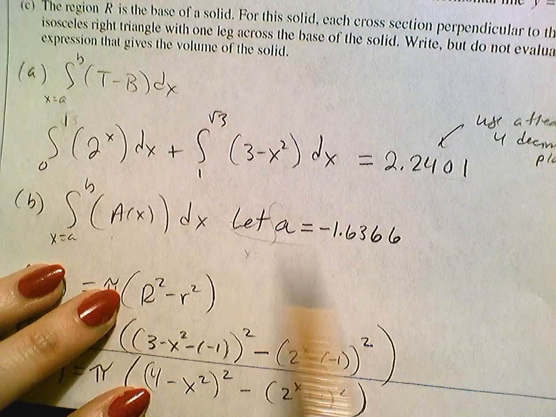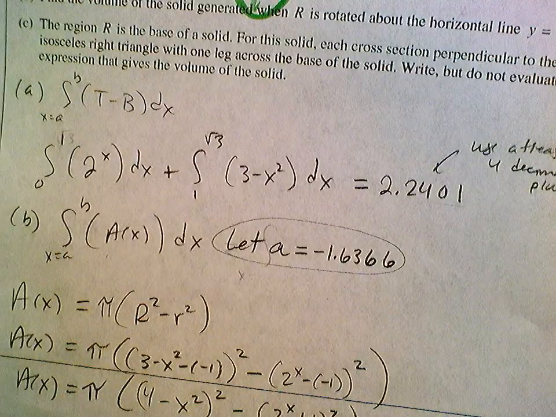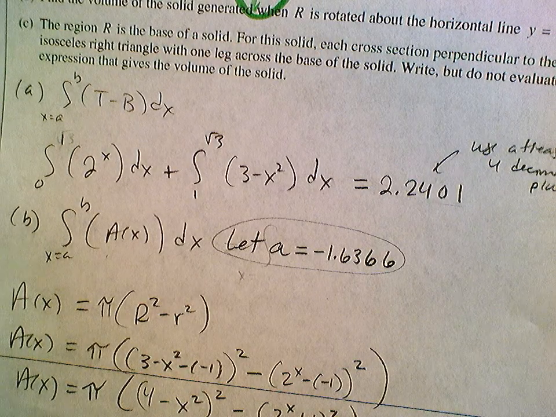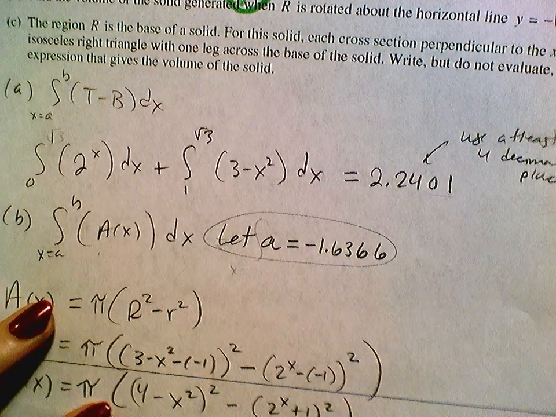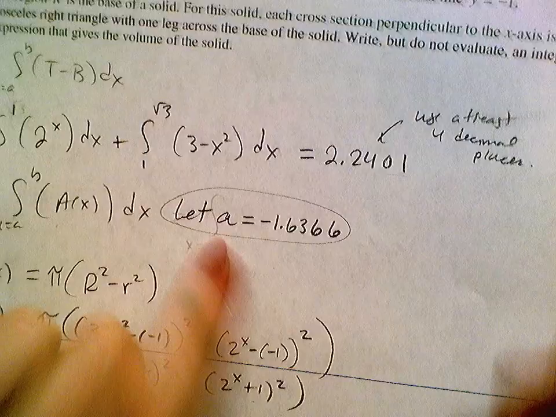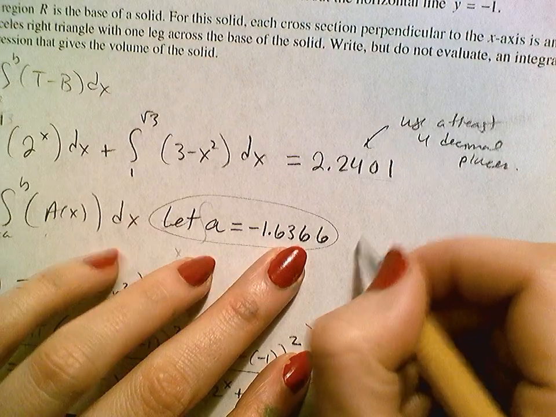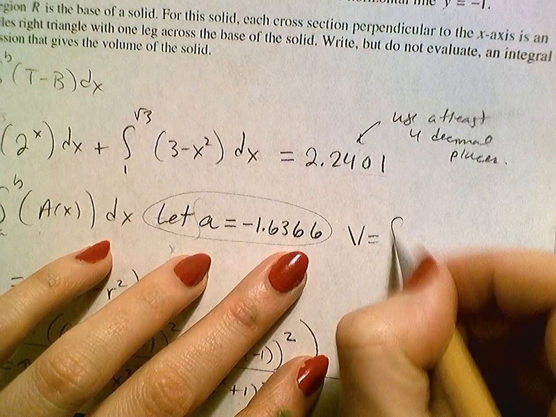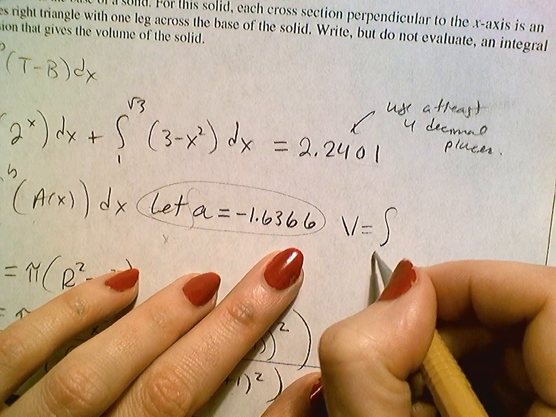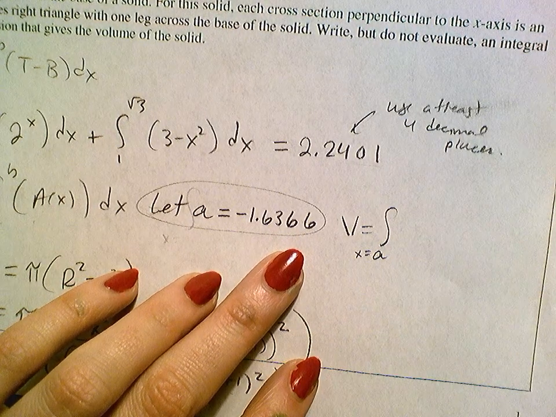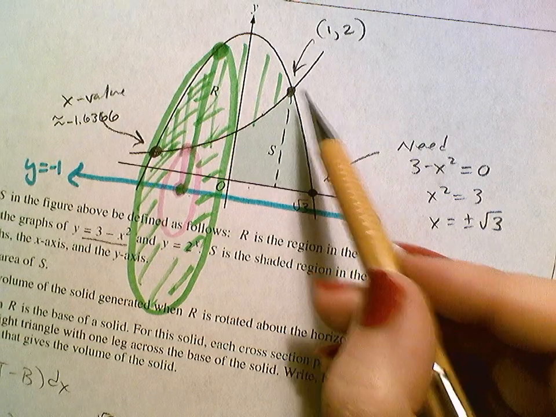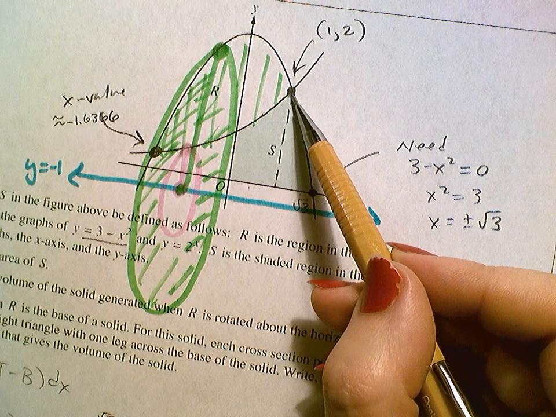You've got to say this, guys. If you have it stored in your calculator, you do everything right, you get the right answer, they're not going to give you credit because you didn't tell them what you were doing. So if I'm letting a be that, then the volume is equal to the integral from x equals a all the way up to this x value, which is 1.